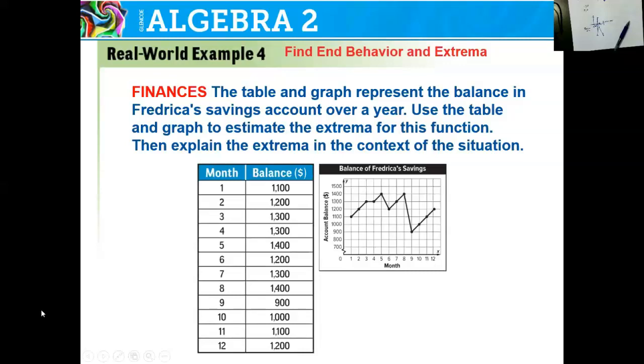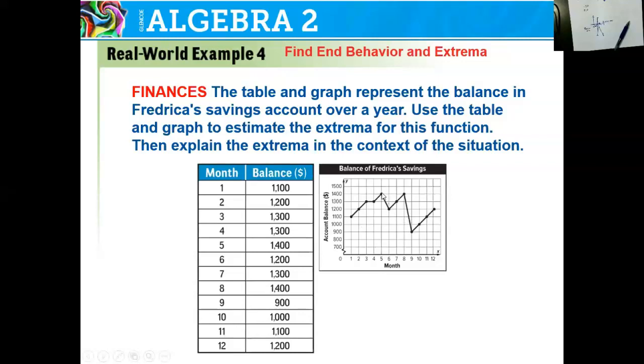Okay, and I'm just using the graph here. You can see we're 1, 1100, 2, 1200, 3, 1300, 4, 1300. So we hit a constant area. Then we shoot up to month 5, and we have $1,400 in the savings account. But then month 6, we're back down to 1200.